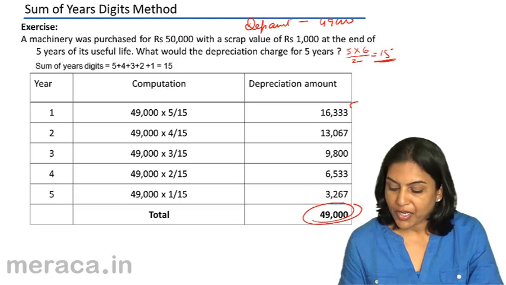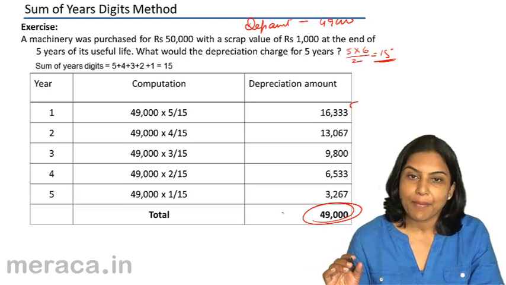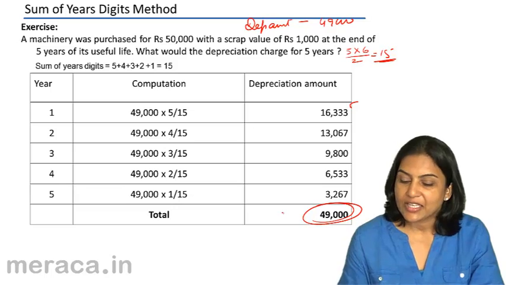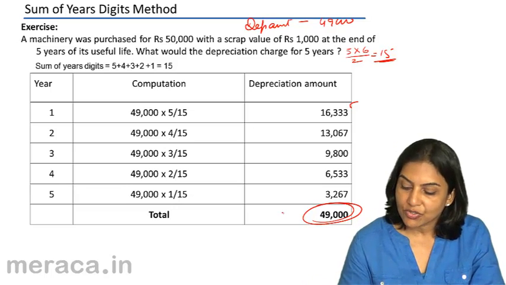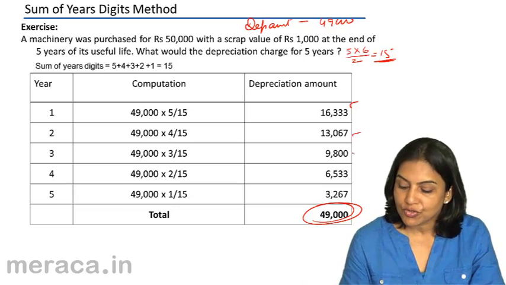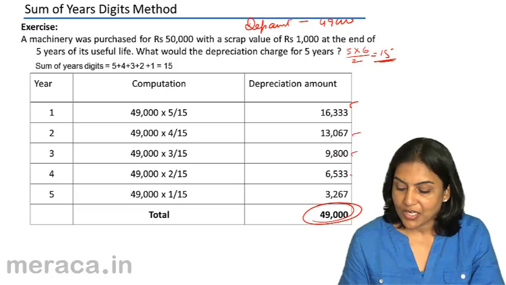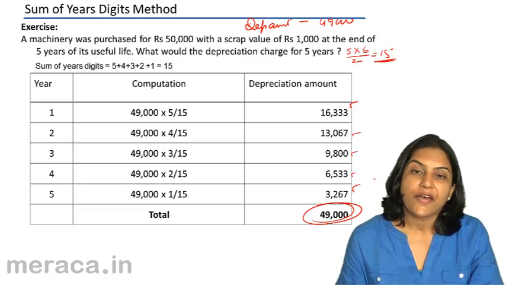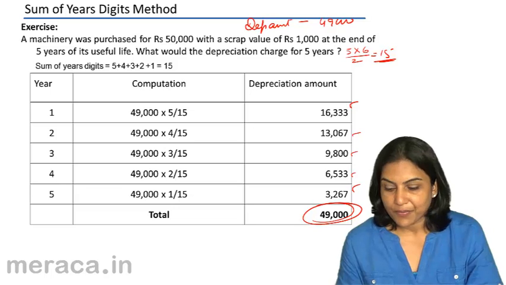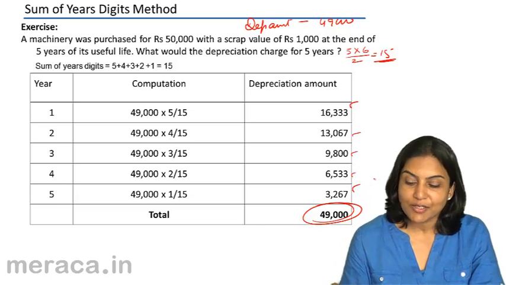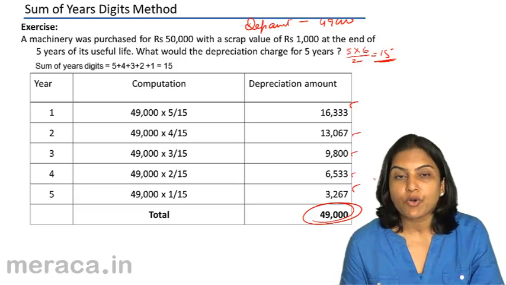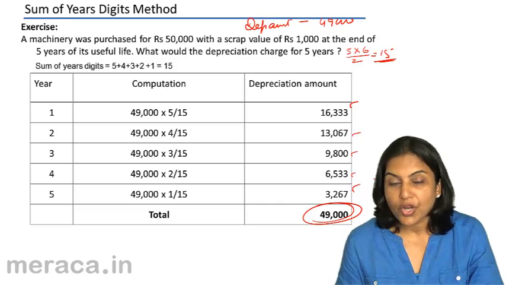Total amount of 49,000. The total depreciable amount has been spread as 16,333, 13,067, 9,800, 6,533, and 3,267. Therefore, under this method also the amount of depreciation goes on reducing.